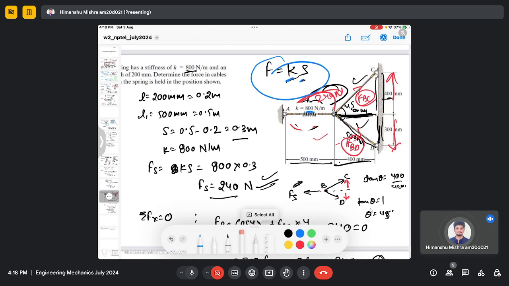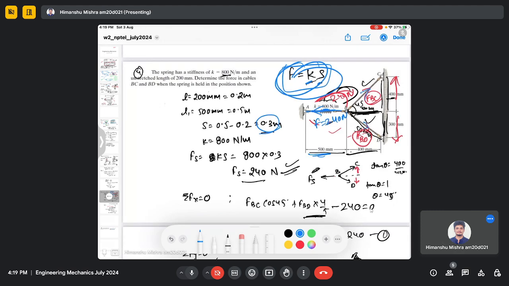We have been given the natural length, which is 200 millimeter, and in the diagram it is given that the spring is extended to 500 millimeter. So the difference in the length is 0.3 meter, which is S. So you calculate the spring force. Once you calculate the spring force, you just need to do the usual force balance. So just consider this force is 240 Newton, which you calculated from the spring force, and the other forces are unknown, and you just use the equilibrium principle to calculate the unknown forces. So that's the only catch here. So any doubt in this question?